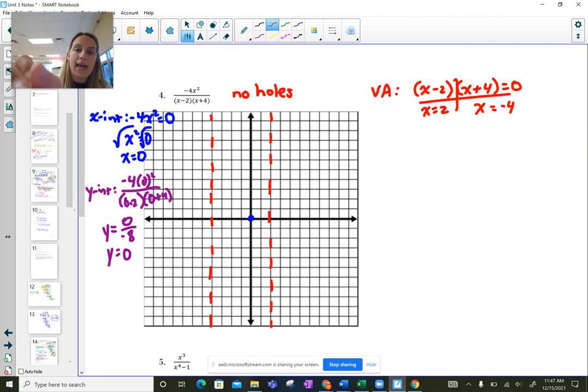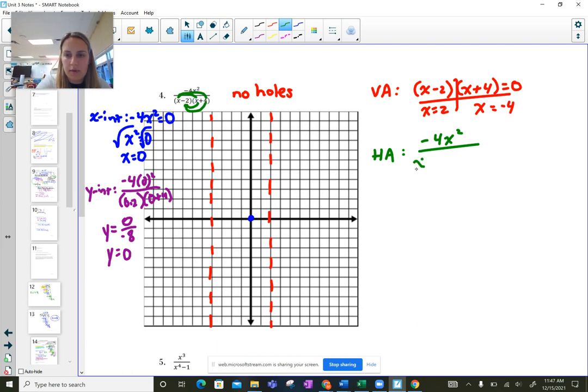Yeah. So now we have to go into our horizontal asymptote, our HA. For this, you would want to expand the bottom into standard form. So if we double distribute, FOIL, if you will, we would get x squared plus 4x minus 2x minus 8, which just becomes -4x squared all over x squared plus 2x minus 8.